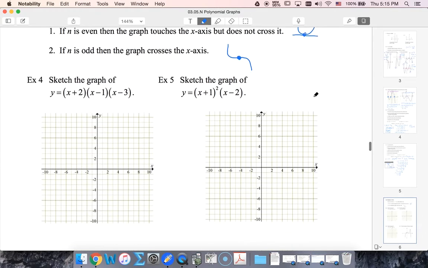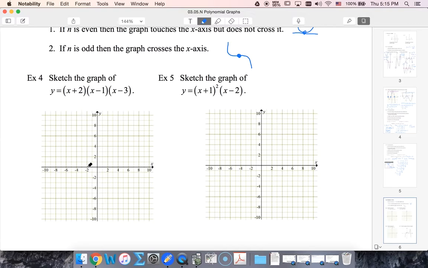So let's look at these sketches. So my roots are going to be -2, +1, +3. And then I always want to think about my y-intercept. My y-intercept is going to be 2 times -1 times -3, so that's +6. Also, this is going to be a cubic graph with a positive a value, so the shape is going to look like this. So I'll have something that will come up.